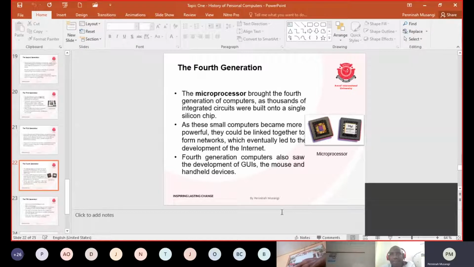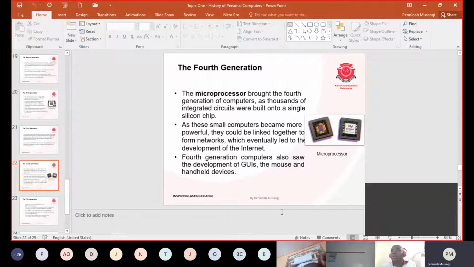And here in the fourth generation, computers continued becoming smaller and more powerful, and it is in the fourth generation when computers could be linked together to form networks. This ability to be linked eventually led to the development of the internet. So that came into being in the fourth generation. Also, fourth generation computers saw the development of graphical user interfaces, the use of the mouse, and other handheld devices.